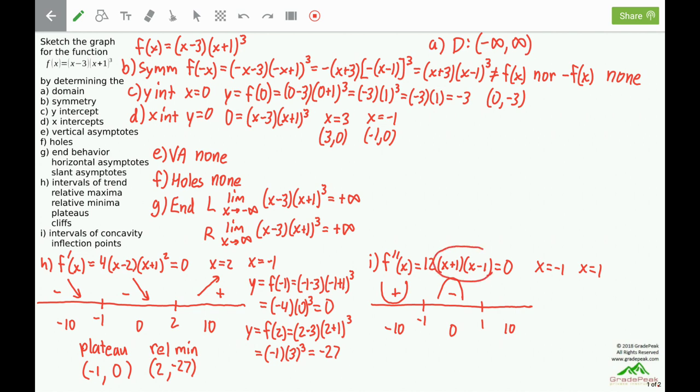Plugging the test value of positive 10 into the portion of the second derivative that matters, 10 plus 1 is positive, 10 minus 1 is positive. Positive times positive is positive. We have a positive second derivative, which corresponds to concave up.